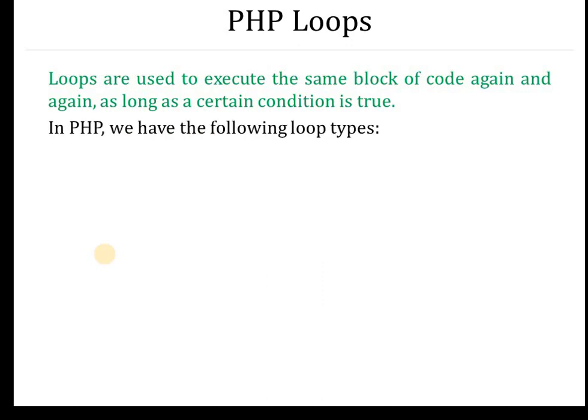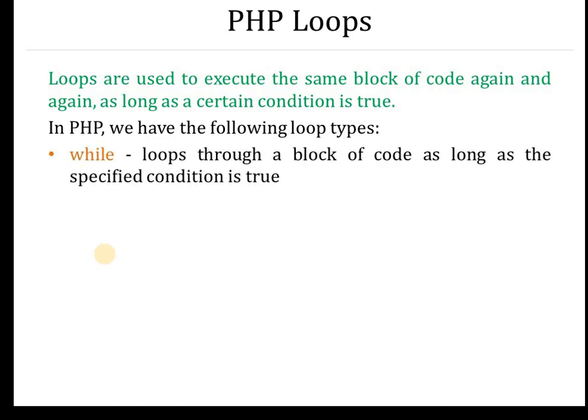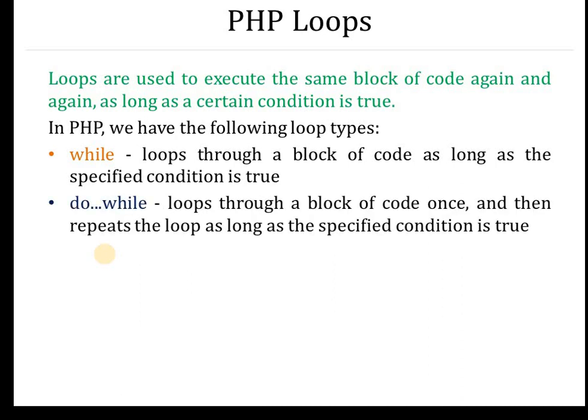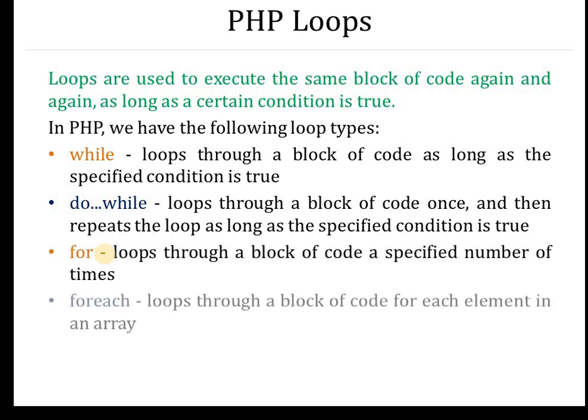Okay, so in PHP, these are the loop types. First one is while. This loops through a block of code as long as the specified condition is true. Then another one is do while. After that, for and foreach. Now, there are four types of loops, but the purpose of this looping structure is just that we want to execute the same block of code again and again until some certain condition is true.